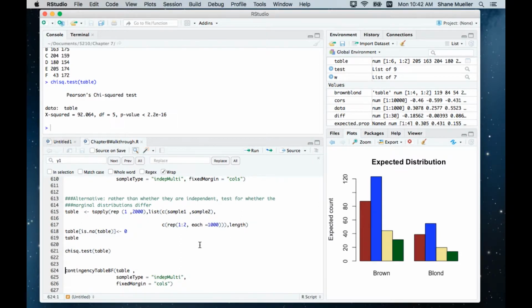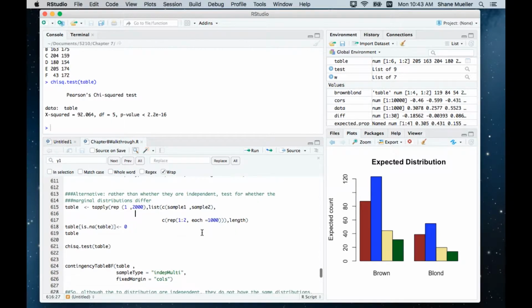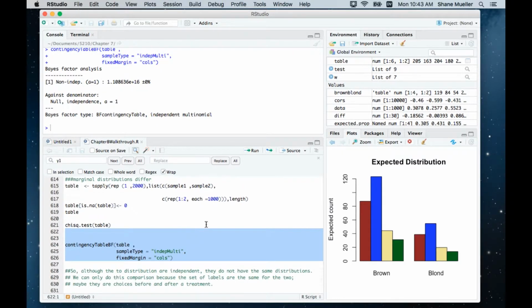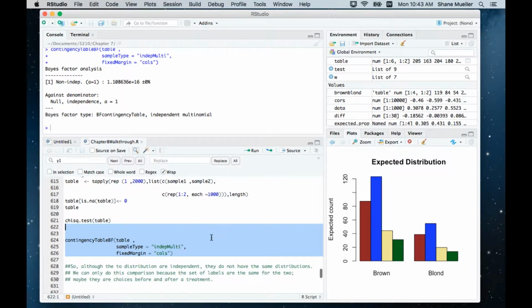And if you look at, let's see how I did this, they're created so they're not independent. Of course, we could do a Bayes factor test of that same thing, and you can see again strong evidence for non-independence.